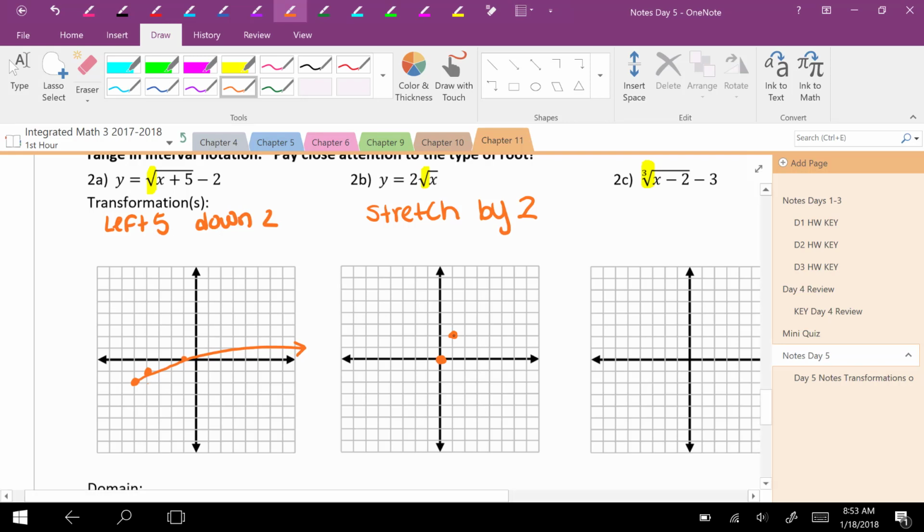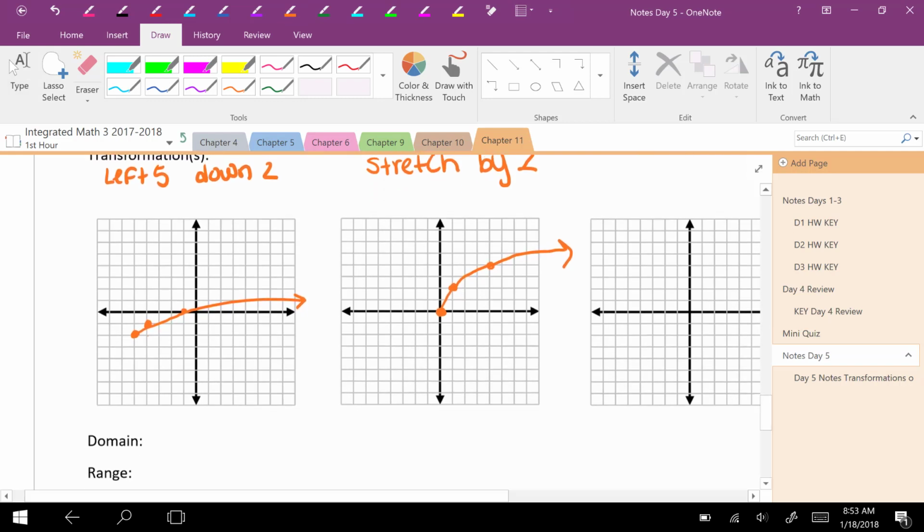Now what do? Not 8. Right 4 and up 4. Very good. 1, 2, 3, 4, and up 1, 2, 3, 4. Okay? And if you notice from your original parent graph, it looks like it's wider, which is what stretching is. You're stretching it up.